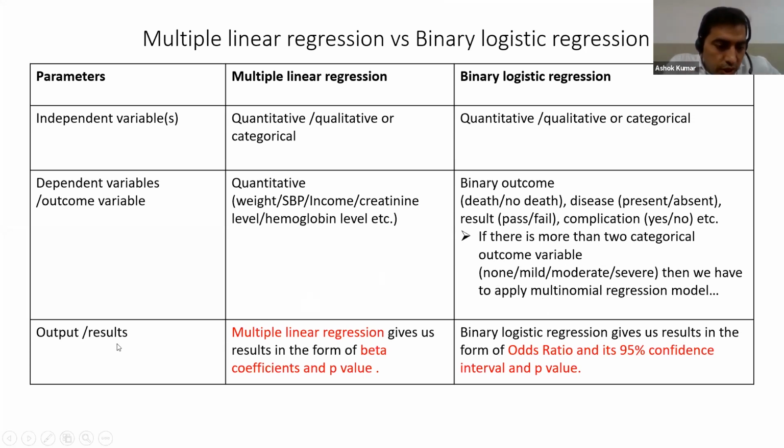And now output and result: multiple linear regression gives us results in the form of beta coefficient and p-value. But binary logistic regression gives us results in the form of odds ratio, 95% confidence interval of the odds ratio, and p-value. We have to remember these.